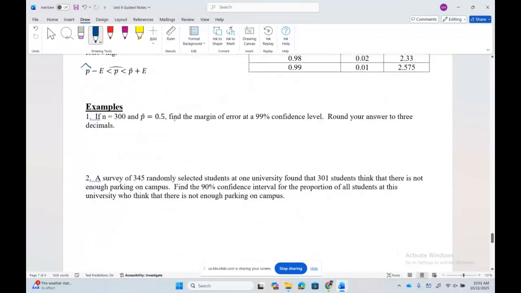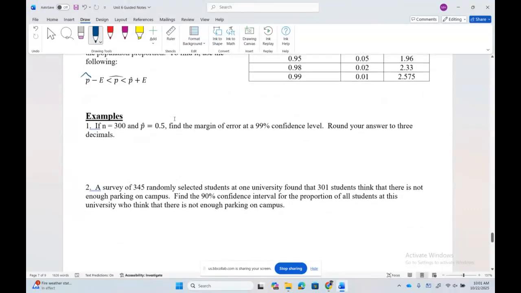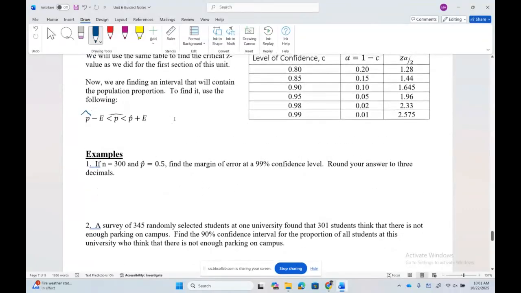All right, so here we go. If n equals 300 and p hat equals 0.5, find the margin of error at a 99% confidence level. Round your answer to 3 decimals. Okay, so if our confidence is 99, our z-score there is 2.575. Okay, so my formula is that z-score times big square root p hat times 1 minus p hat over n. So we're going to plug that stuff in.